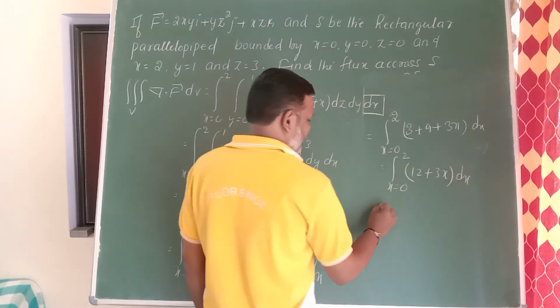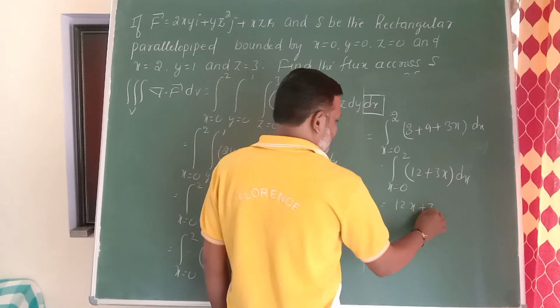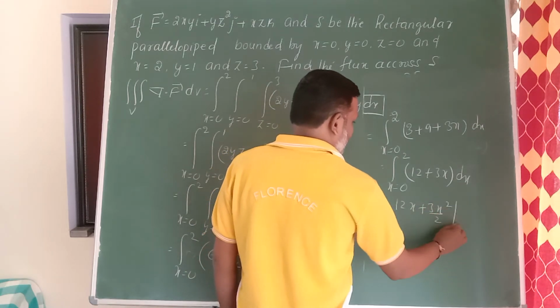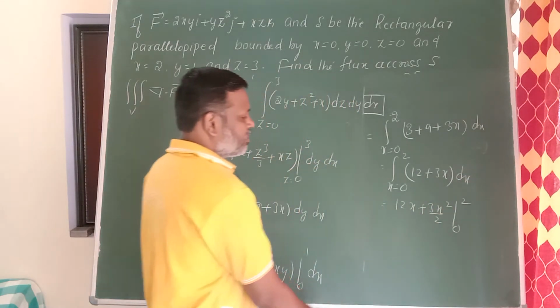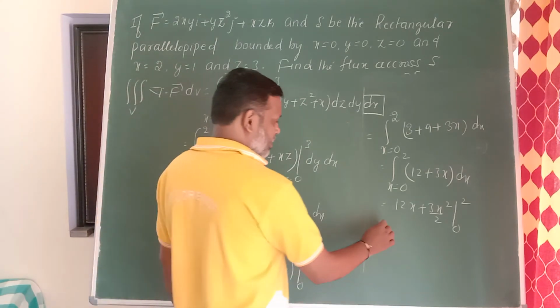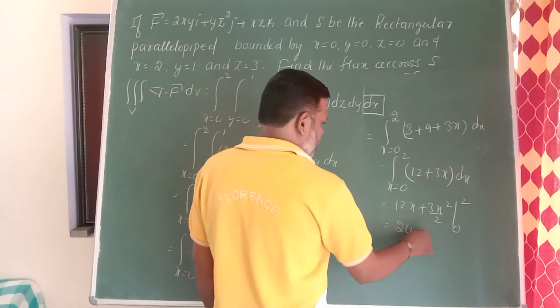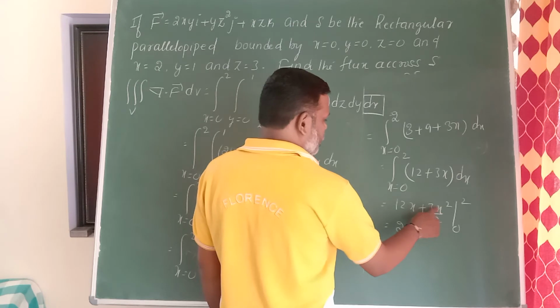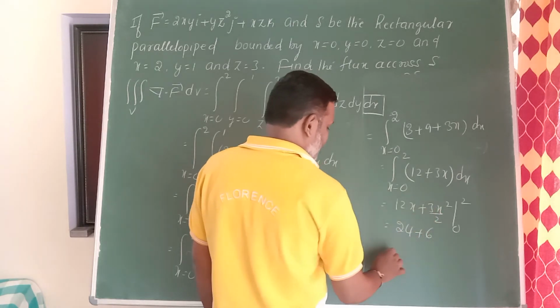Now you need to integrate that. That is equal to 12x plus 3x square by 2, from 0 to 2. Now just apply the upper limit, no need of the lower limit here. So that becomes 24 plus 2 square is 4, 4 times 3 is 12, 12 by 2 is 6. That is equal to 30.